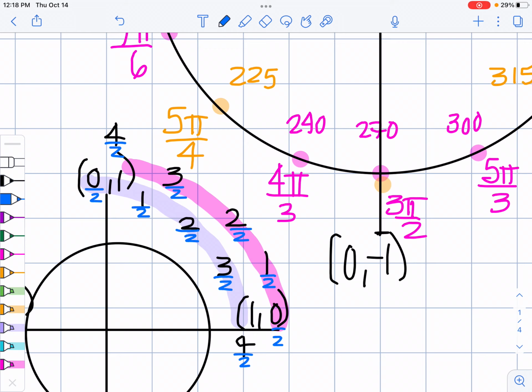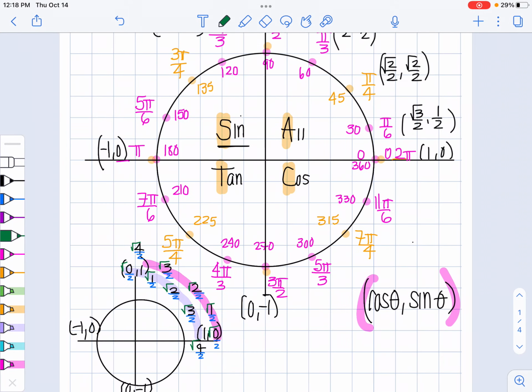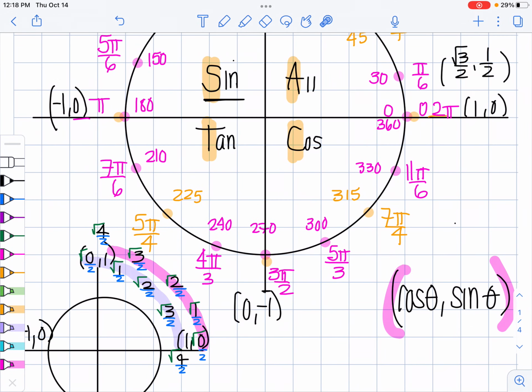And I square root the tops of everything. And what do I end up with? Square root of 4 is 2. 2 divided by 2 is 1. I get 1. Square root of 0 is 0. 0 divided by 2 is 0. So I get the point (0, 1).